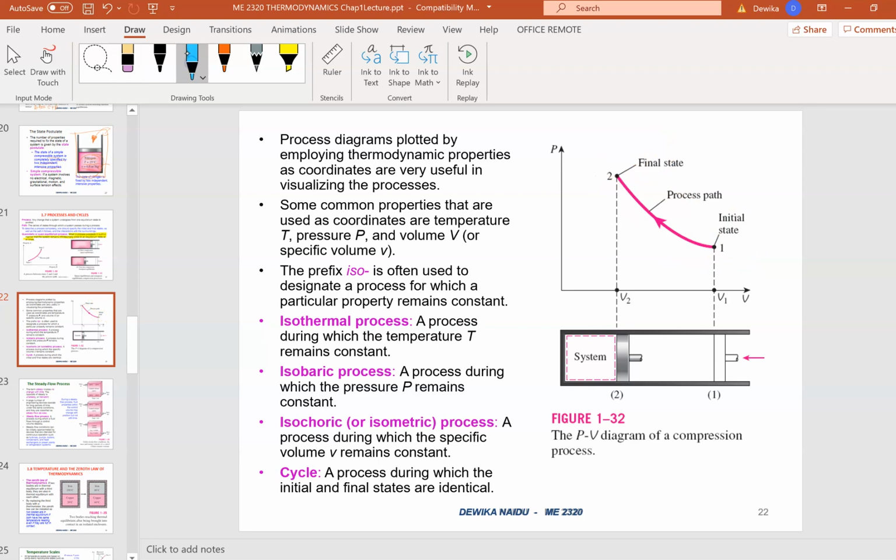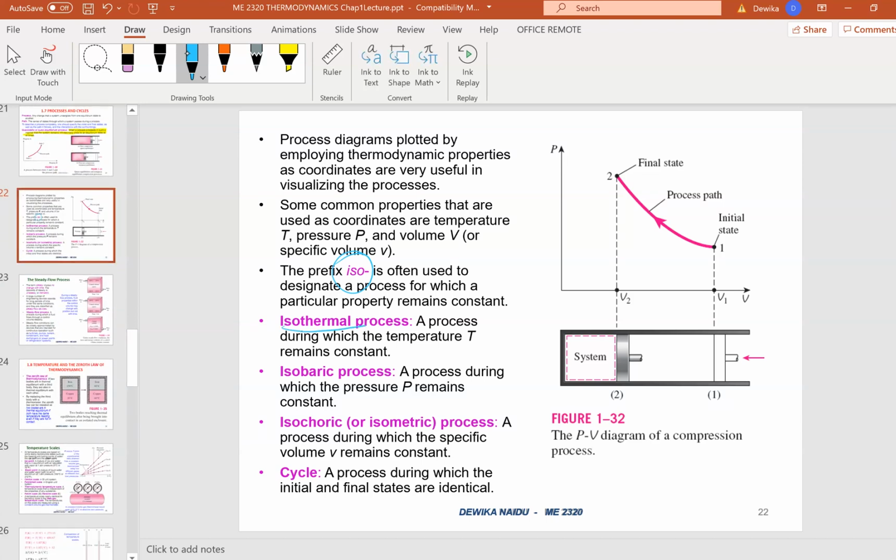Now coming back to this, iso. This is a term that maybe you have seen, isothermal, in your chemistry. Isothermal means temperature is constant, whereas isobaric is pressure is constant. Isochoric is when the volume is constant. What is a cycle? A process during which the initial and final states are identical. So cycle means you go and then you come back, like you go to Sunway University and then you come back to your house, right? It's a cycle.